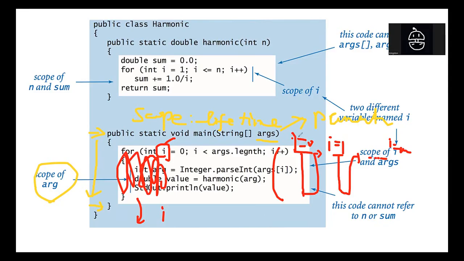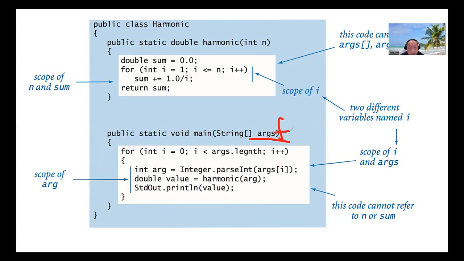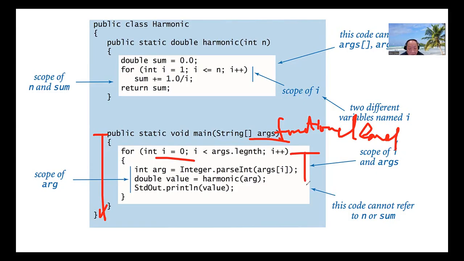So this one, we call it a function-level local variable. Its lifetime is the whole function. This one we call a loop variable. Its lifetime is the whole loop.